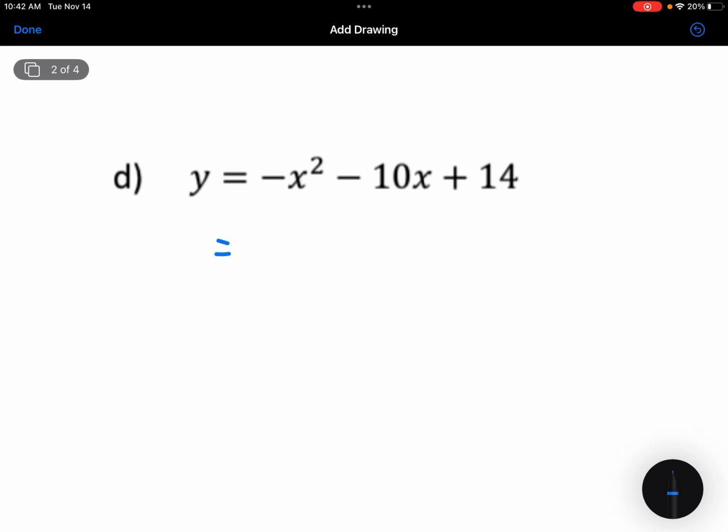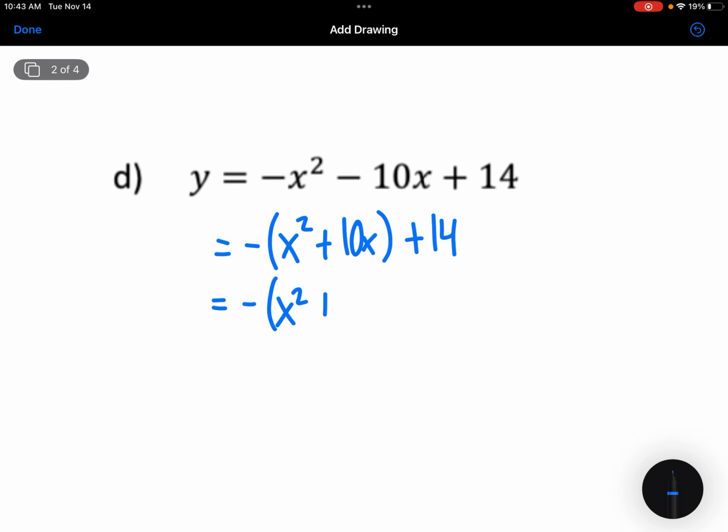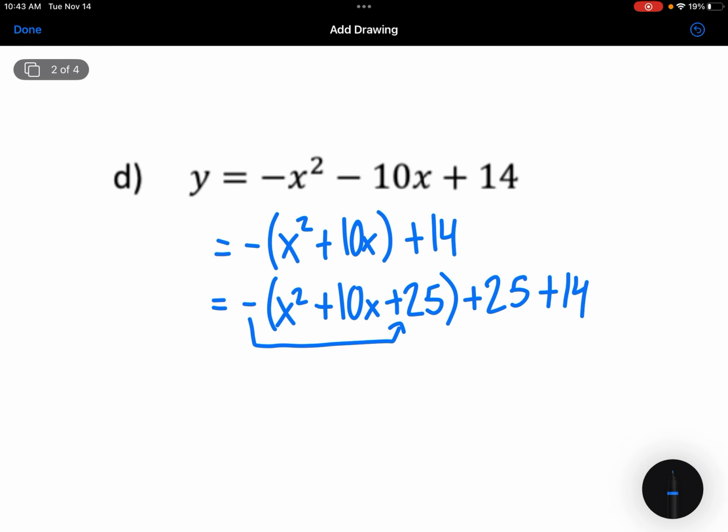Okay. This one, a little bit different. It just has the negative out front. So this one would be negative x squared plus 10x. We just changed the signs, close that bracket, plus 14. Now we're going to have negative x squared plus 10x. Half of 10 is 5. 5 squared is 25. This negative means that I've really subtracted that 25. I haven't added it, so I need to add it back in. Plus 14. So I'm going to get negative x minus 5 squared, and this is a plus this time, and then plus 39. And that's the answer.